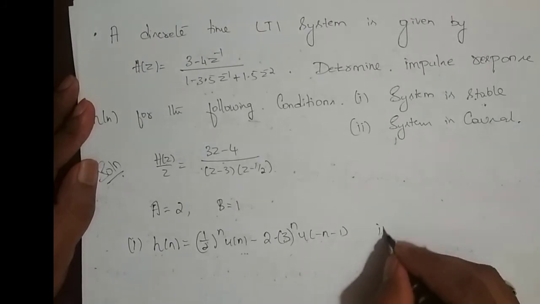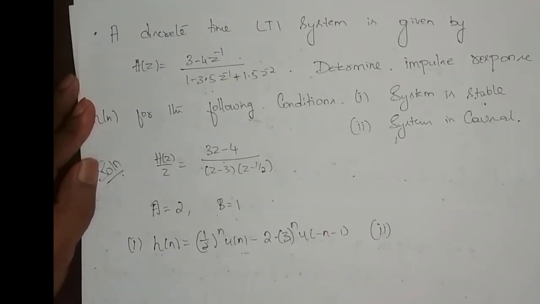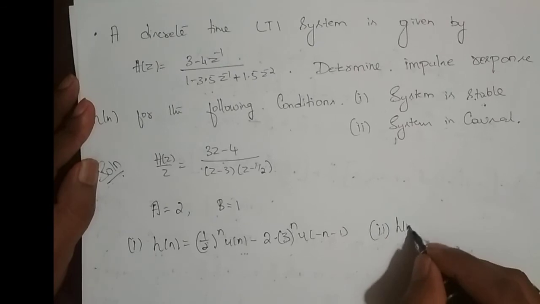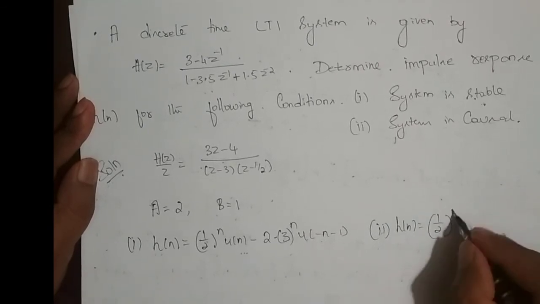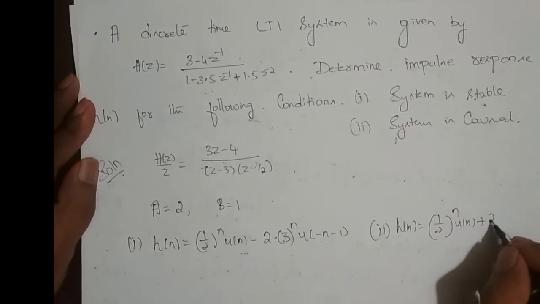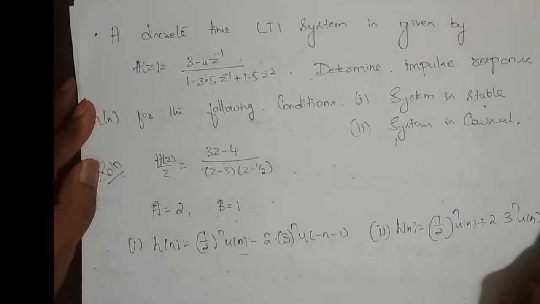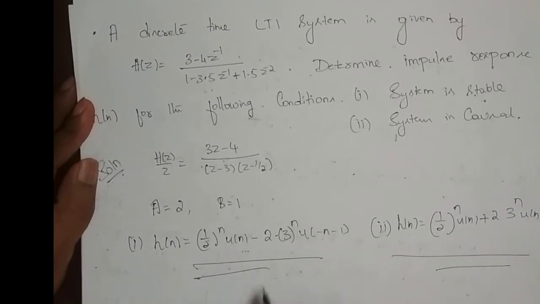Okay, and the second one, the impulse response for the causal system, is given by h of n is equal to 1 by 2 power n u of n plus 2 into 3 power n u of n. This is the solution.